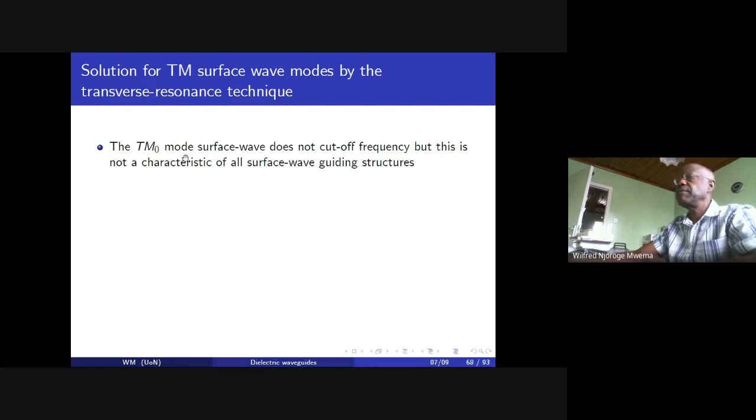So the TM0 mode surface wave will have no cutoff frequency, but this is not a characteristic of all the surface wave guiding structures. And these structures will have only a finite number of propagating modes at any given frequency, unlike the waveguides that we were looking at before. They had an infinite number of propagating modes, but this will have only a finite number.